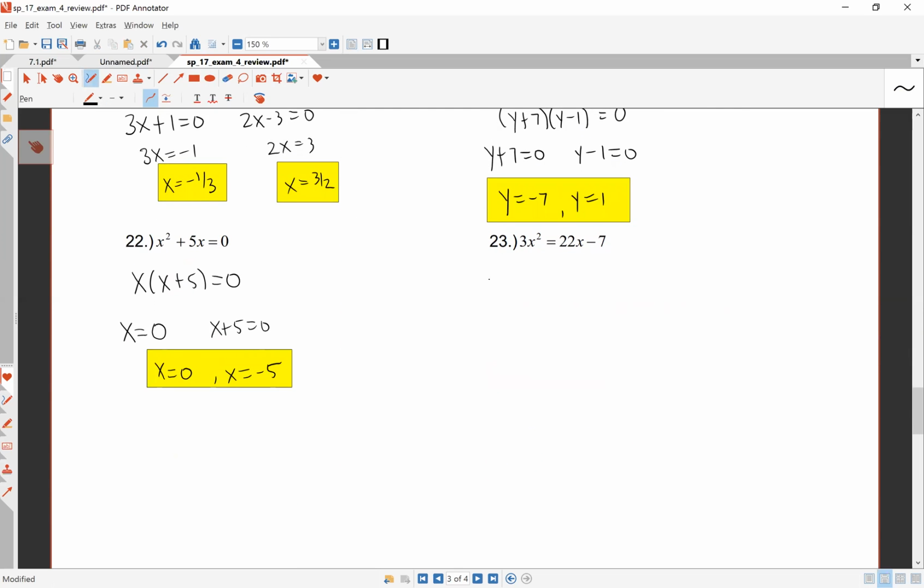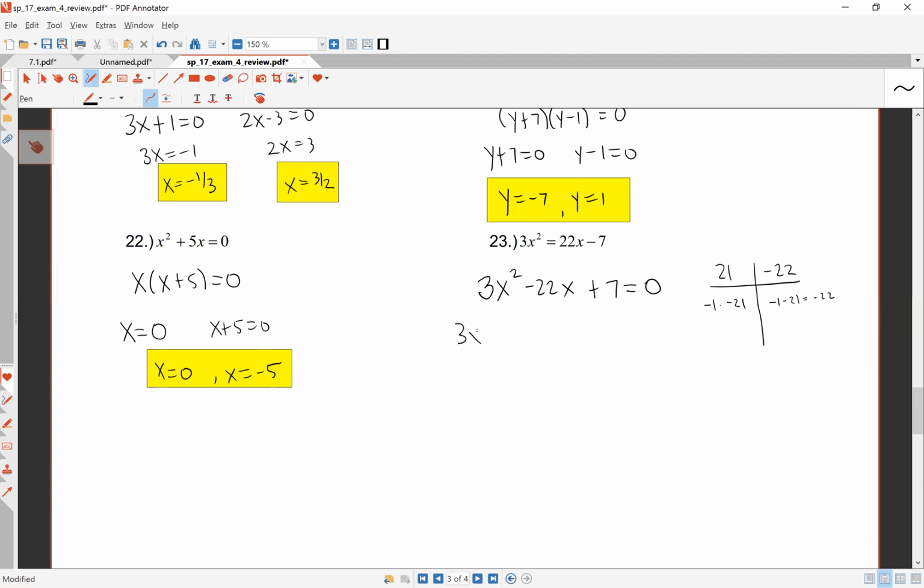Number 23, we need to get 0 on one side, so we subtract 22x from both sides, and then we add 7 to both sides. We use the AC method. 3 times 7 is 21. That adds to negative 22. Negative 1 times negative 21 is 21, and negative 1 minus 21 is negative 22.